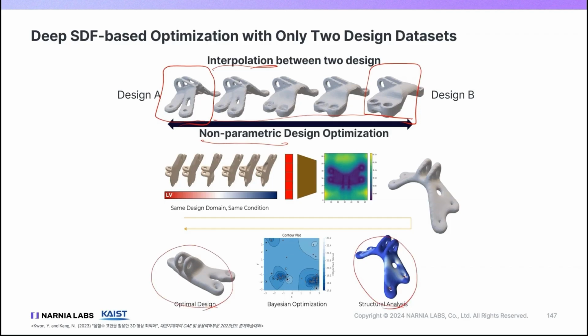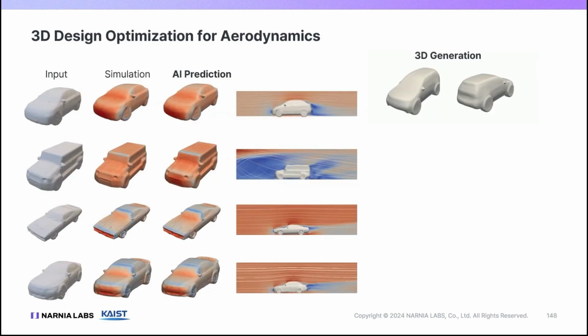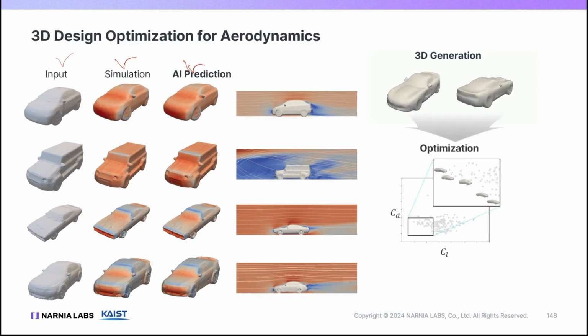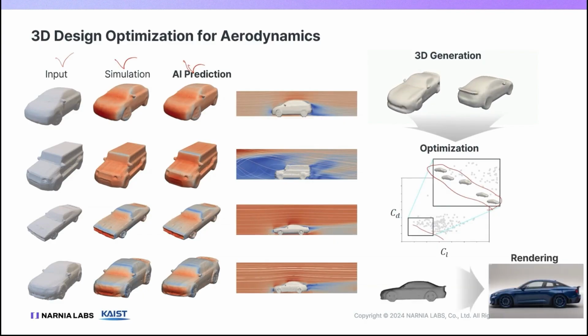The same applies to CFD. Normally, if you have this kind of input and run a simulation, you can calculate the pressure field as shown here. But now, since AI can predict the field, you find that the AI prediction is almost identical. This means you can also generate 3D models. And as you generate them, you can find the most optimized Pareto front, especially in multi-objective problems. And if you find a design you like, you can use stable diffusion to render it in real time.